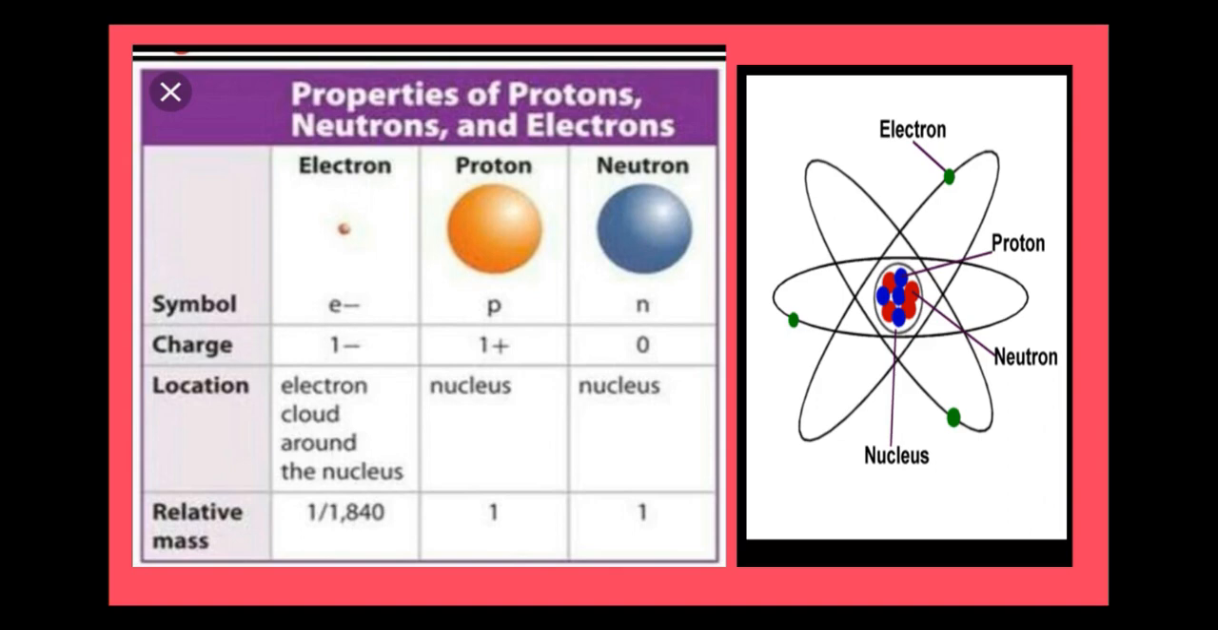What is the nucleus? The nucleus contains all the protons and neutrons of the atom, and protons and neutrons together are called nucleons, and the energy released by the nucleus of any atom is called nuclear energy.